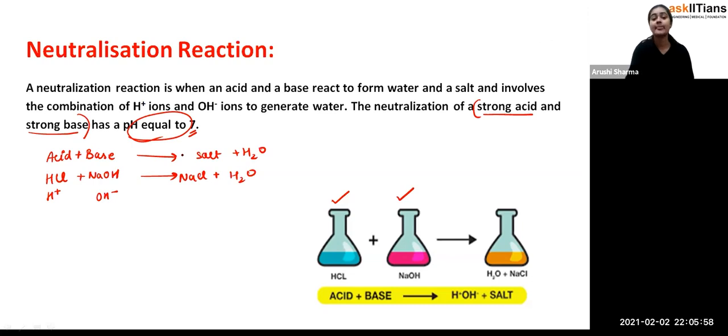Fine. Now see, students, this neutralization reaction is very important in our daily life as well. So how are we looking at neutralization in our daily life? We are going to find out.